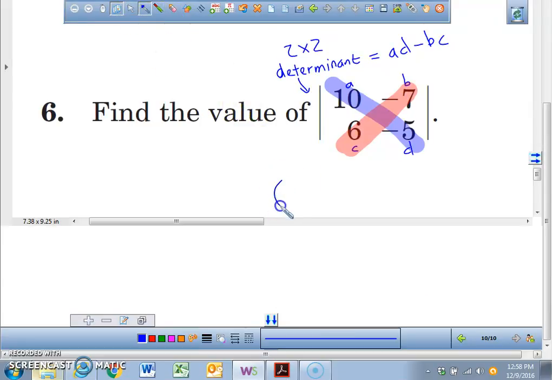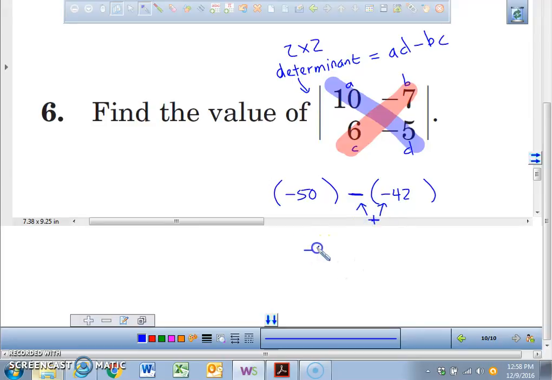So we're going to take the product of A times D. The product of A times D is a negative 50. Very important that you put a minus sign. Minus the product of B and C, which is a negative 42. This is why I put things in parentheses to help me see that you have a negative and a negative, which changes that to a positive. You have negative 50 plus 42, which is a negative 8. And that's your answer.